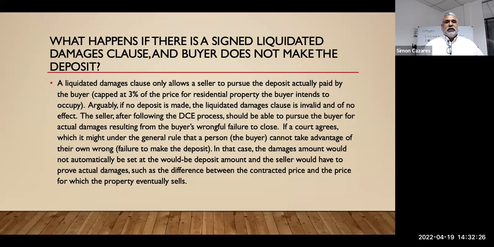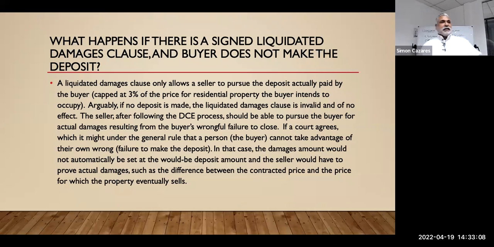You can argue that if no deposit is made, the liquidated damage clause is invalid and of no effect. The seller, after following the notice and demand to close process, should be able to pursue the buyer for actual damages resulting from the buyer's wrongful failure to close. If a court agrees, under the general rule the buyer cannot take advantage of their own wrongful failure to make the deposit. In this case, the damage amount would not automatically be set at the would-be deposit amount, and the seller would have to prove actual damages, such as the difference between the contractual price and the price for which the property eventually sold.